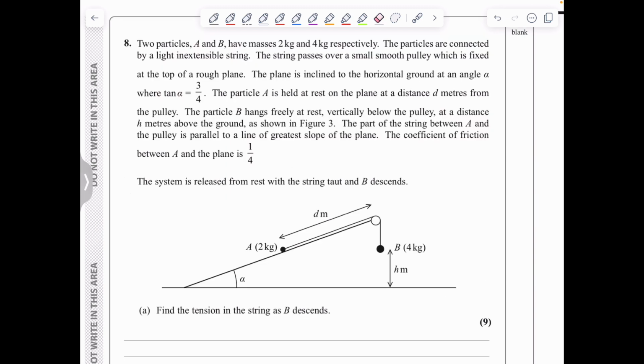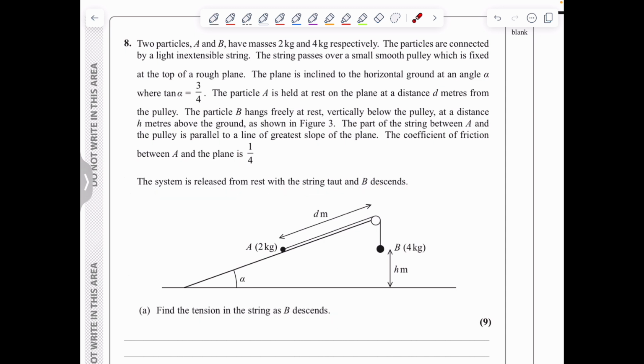In question 8, we've got two particles A and B having masses of 2 and 4 kilograms respectively. They are connected with a light inextensible string as shown here. The angle at the bottom here, alpha, satisfies tan alpha is 3/4. We are releasing the system from rest, and with the string taut, B descends. We need to find the tension in the string as B descends.